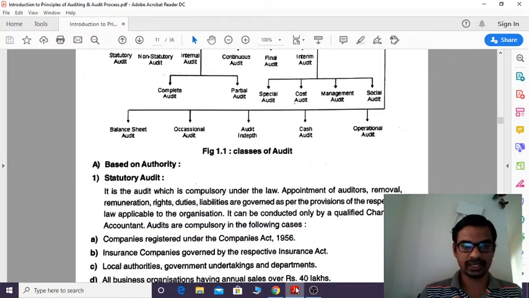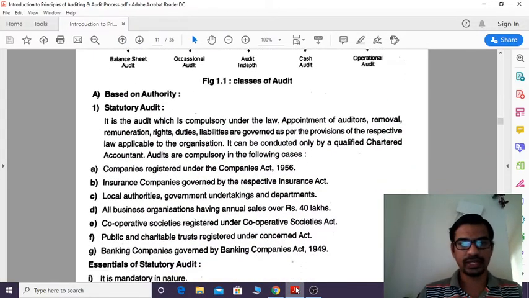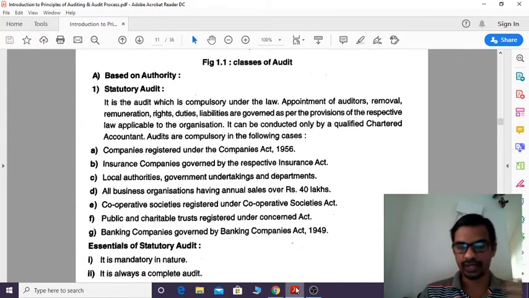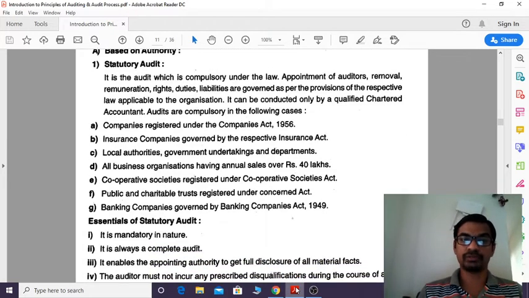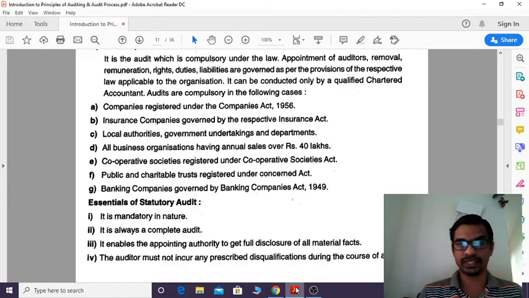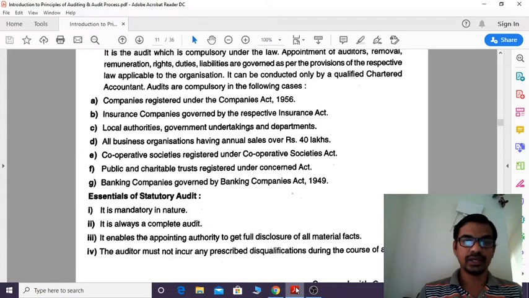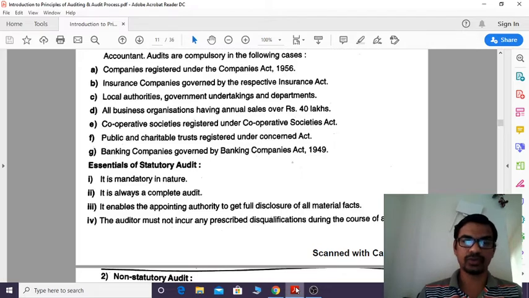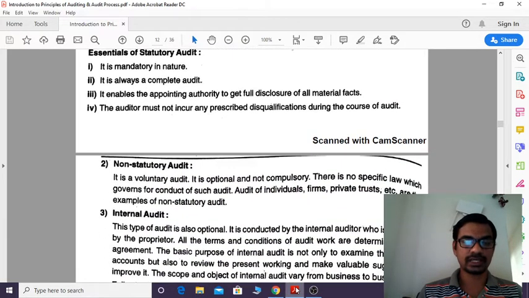Now in detail we have to discuss this. First of all, based on authority, there is the statutory audit. An audit which is compulsory according to the act for the organization is called a statutory audit. For example, for companies, according to the Companies Act 1956 or 2013, it is compulsory to get their statements audited. Then cooperative societies as per the Cooperative Society Act, banking companies as per the Banking Regulation Act, and insurance companies. According to the Act, these organizations are registered, and it is necessary for them to get their books of account audited.